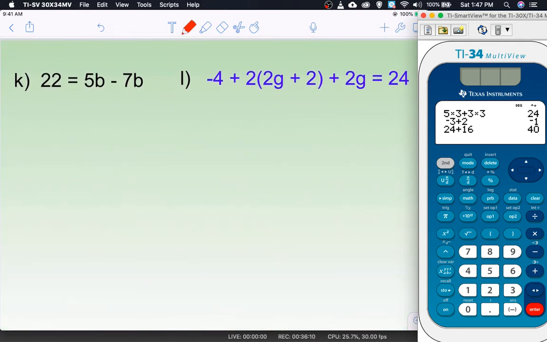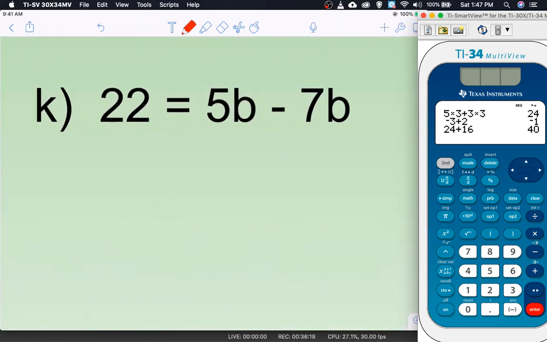Okay, here's 2 more problems, one for me and one for you. I'm going to do letter K. I'm going to have you do letter L. I know, I get the easy one, you get the hard one.